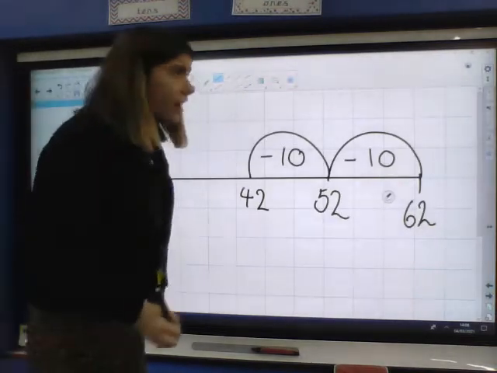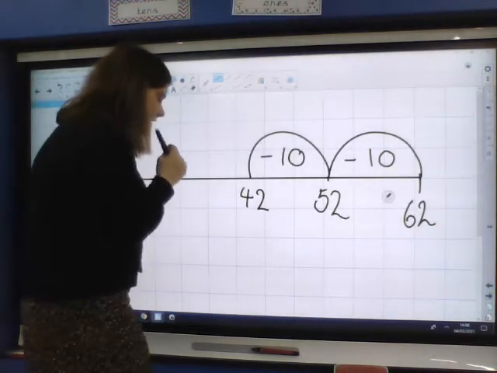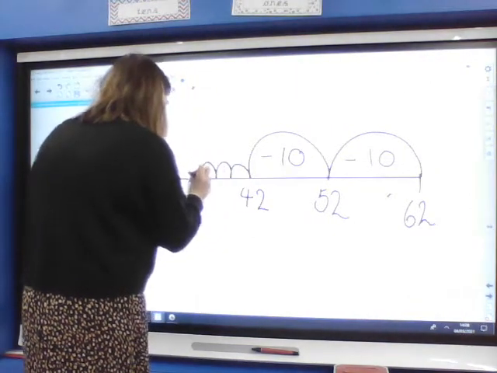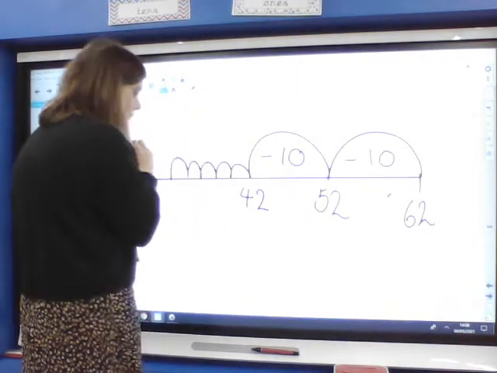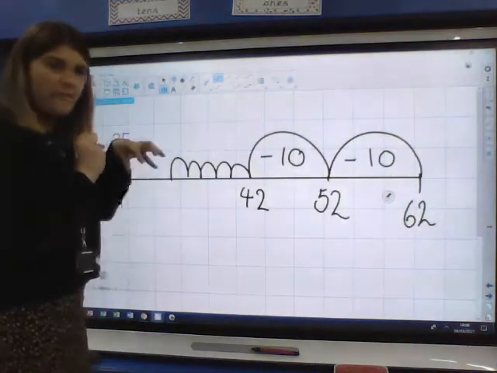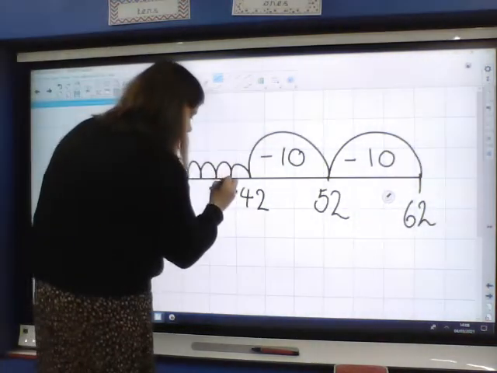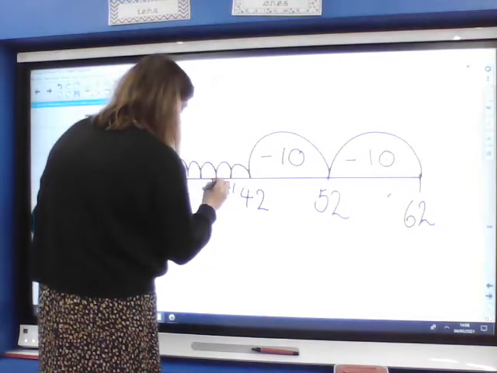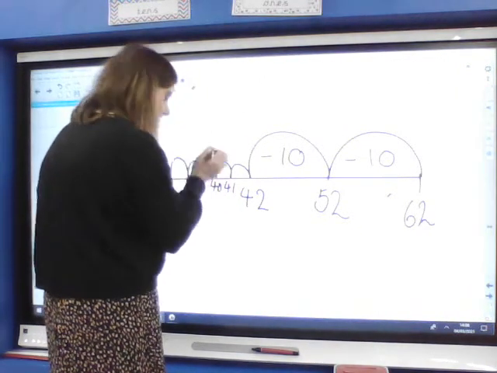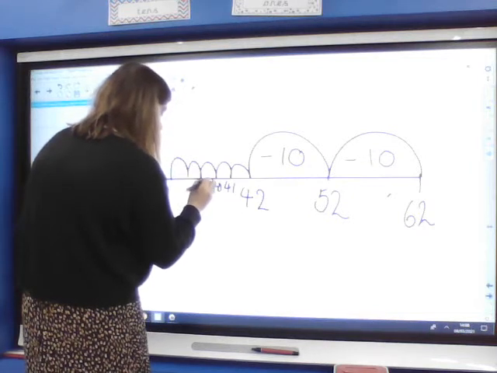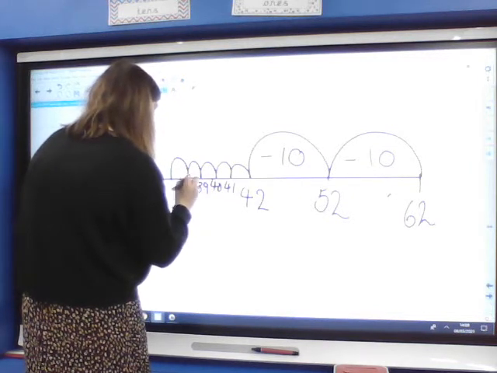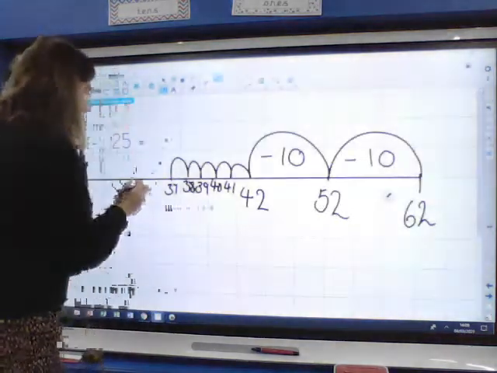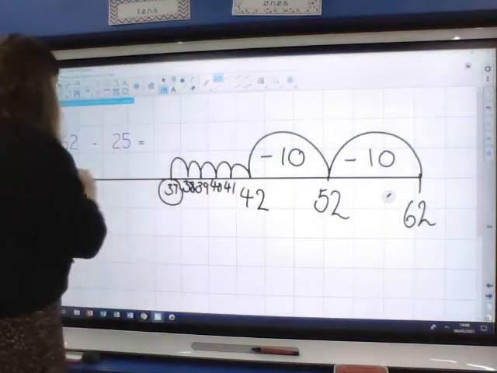And counting back is hard. Oh, Mrs. Wood, scratch your head. 42. 1, 2, 3, 4, 5. So I've done my 5 jumps first. I can fill them in afterwards. 42, 41, 40. Now I'm crossing the tens barrier. 39, 38, 37. My answer is where I land.